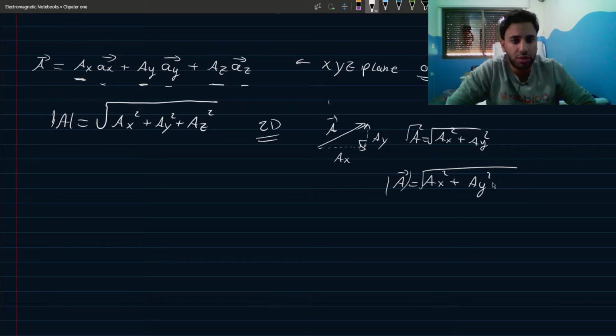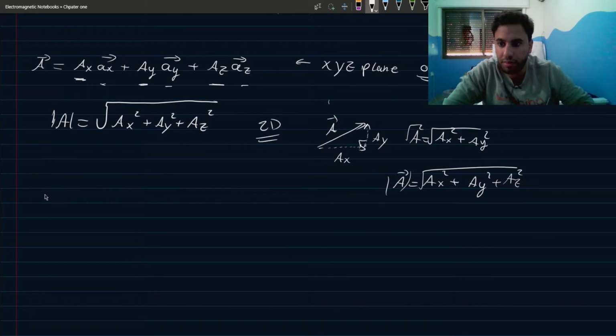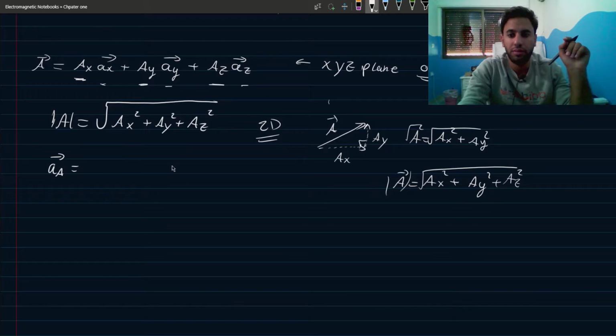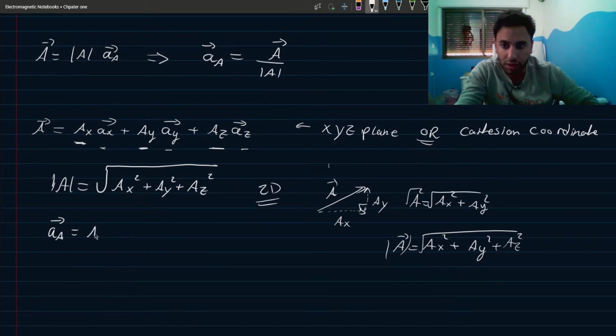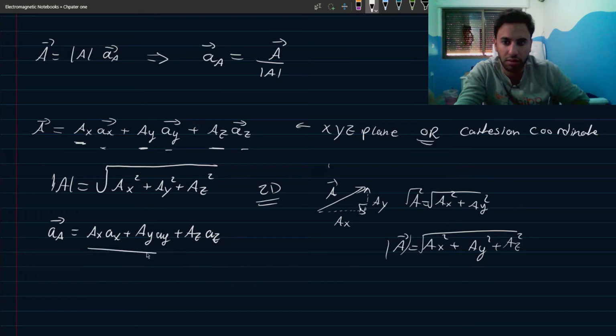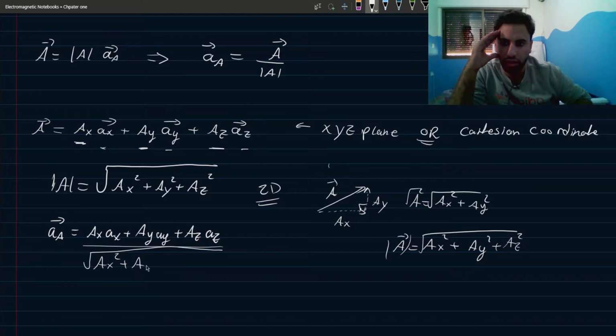And in the third dimension, you just add the third component. And to find the value of the direction, you might have noticed that it's the unit vector. And we know that the unit vector is equal to the vector divided by the magnitude. If we substitute the vector and the magnitude, we get that it's equal to AX plus AY plus AZ divided by the square root of AX squared plus AY squared plus AZ squared.